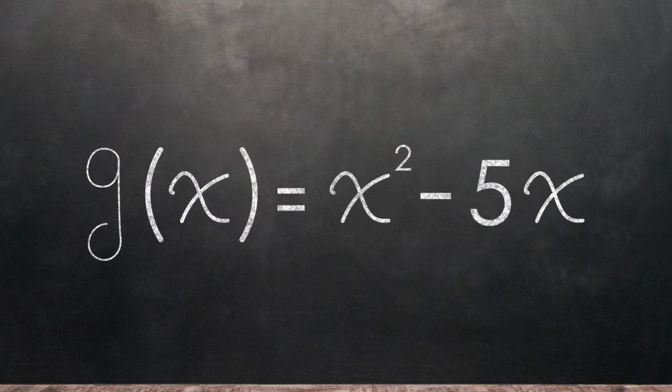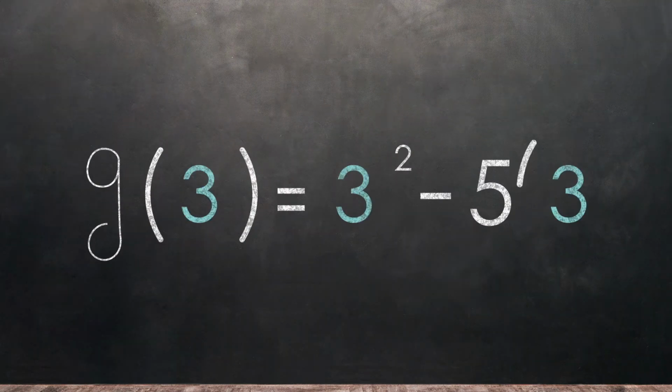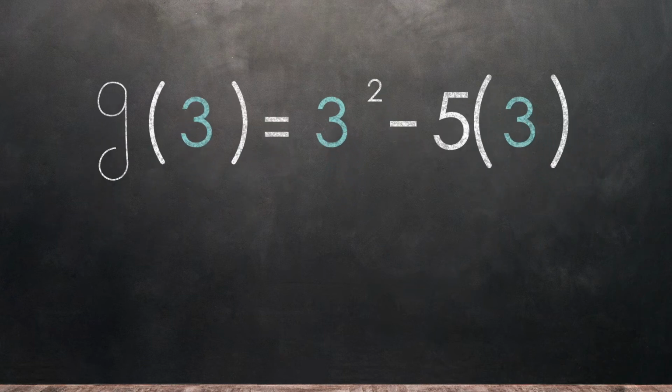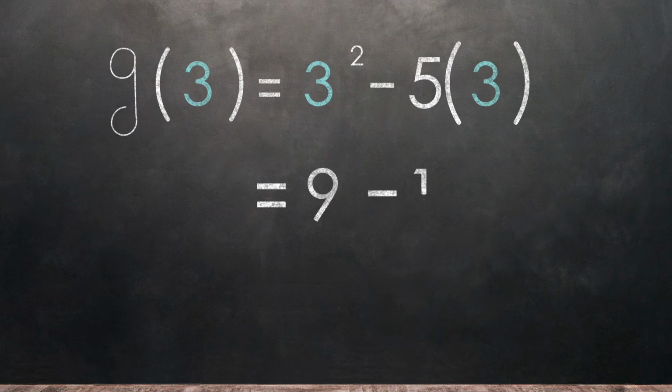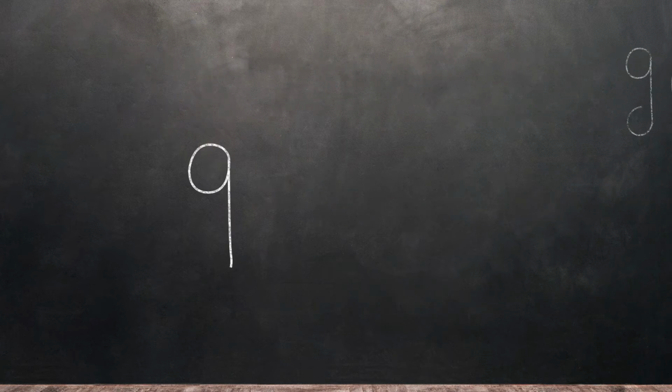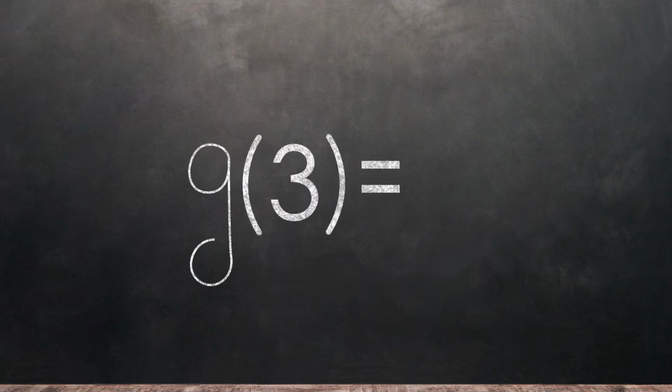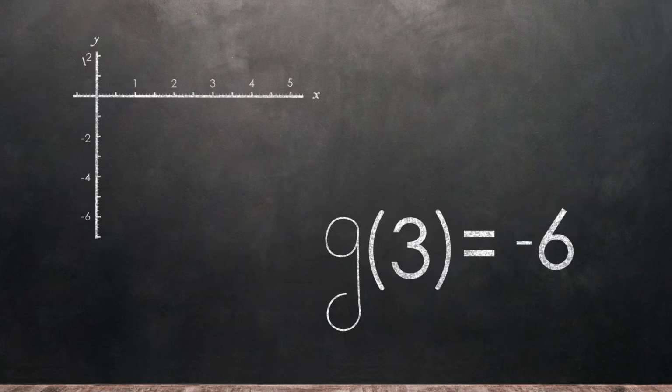Instead, this is telling us to substitute the value of 3 in for x like so, and solve to obtain the corresponding y value. Now we can simply write g of 3 equals negative 6, which tells us that there is a point on g's graph at 3 and negative 6.